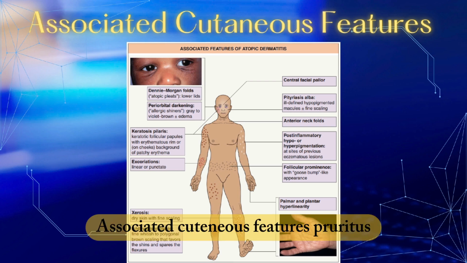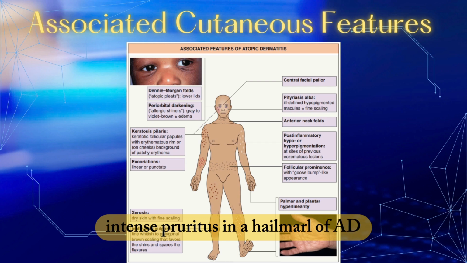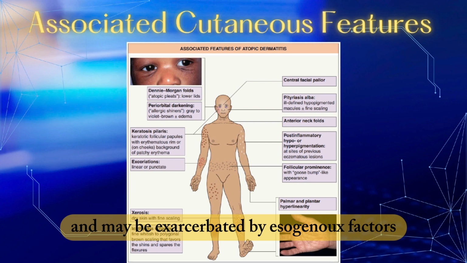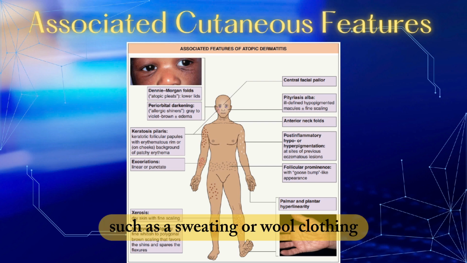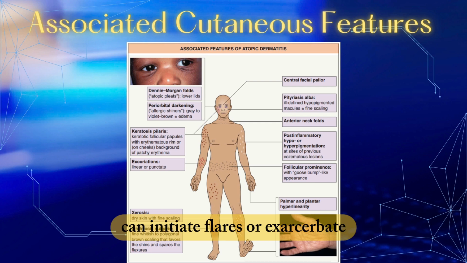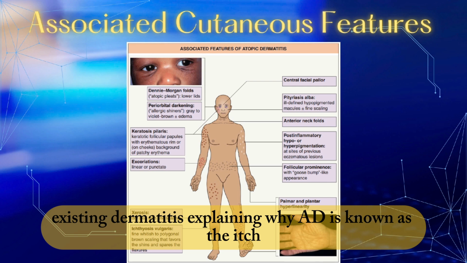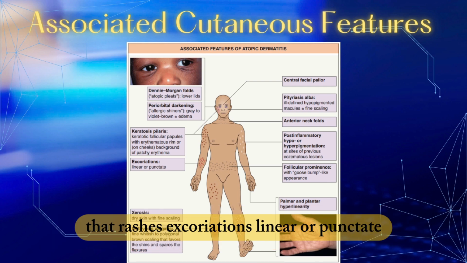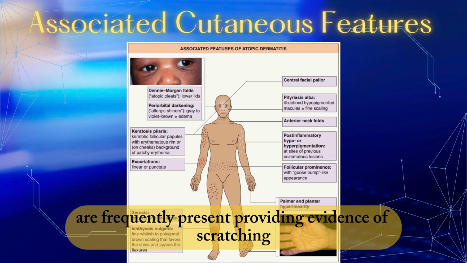Associated cutaneous features. Pruritus. Intense pruritus is a hallmark of AD. The itch is often worse in the evening and may be exacerbated by exogenous factors such as sweating or wool clothing. Rubbing and scratching in response to pruritus can initiate flares or exacerbate existing dermatitis, explaining why AD is known as the itch that rashes. Excoriations, linear open tears are frequently present, providing evidence of scratching.